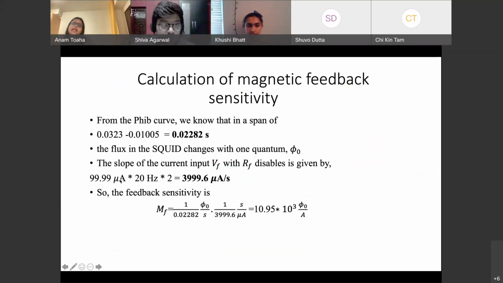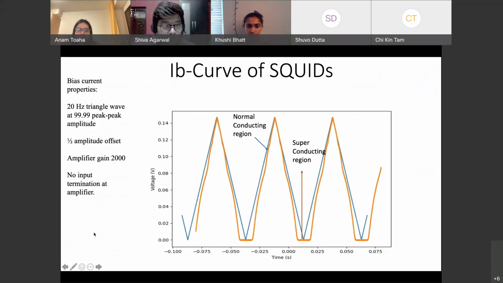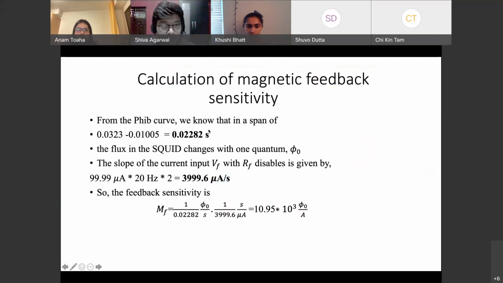Here I have shown the calculation of the magnetic feedback sensitivity, which I calculated from the phi-B curve. From the previous slide, as you can see, there is one change of flux quanta, which is equal to 1 flux quanta. I have calculated the span of it, and then I have calculated the slope of the current input. From these two terms, I have calculated the feedback sensitivity, which comes out to be 10.95 times 10 to the power 3 phi naught per ampere.